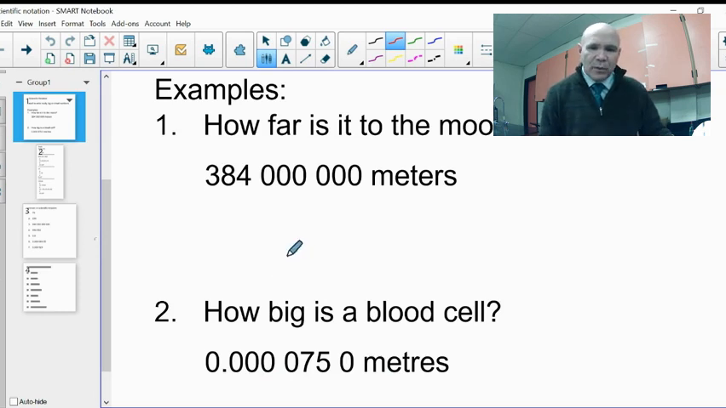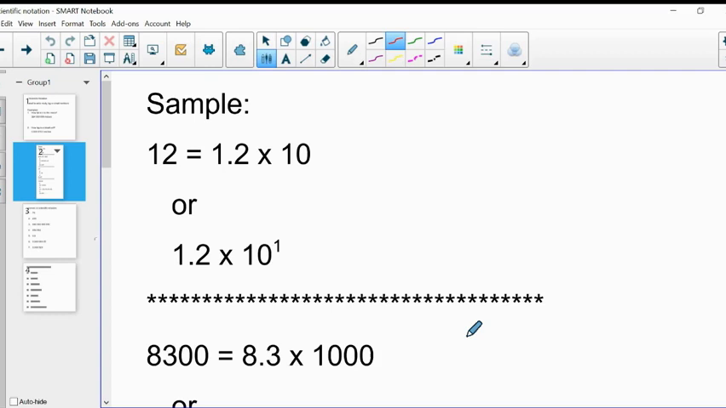How big is a blood cell? Well, a blood cell is 0.00000750 meters. Examples to think about.